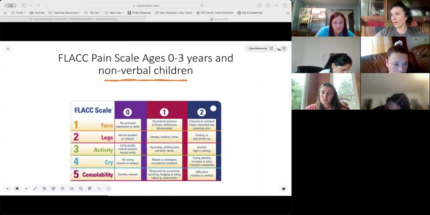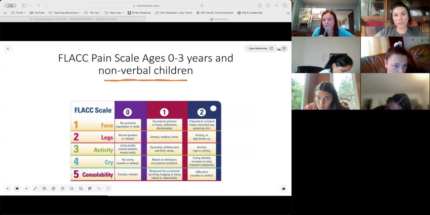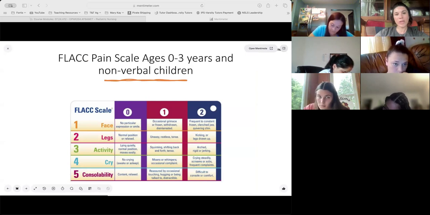So in order to do that, we need to use the right scale. For our nonverbal patients and our infants, we are going to use an observational or behavioral scale that requires very minimal input from our patient. So we can use a FLACC scale, NIPS scale, CRIES scale. These all give us observations that we can make using our assessment skills to figure out what this child's pain score is.